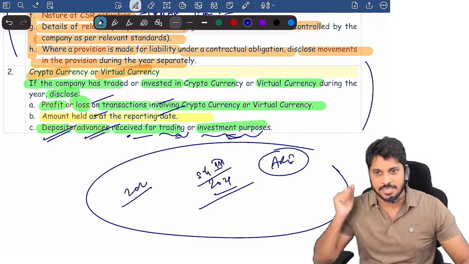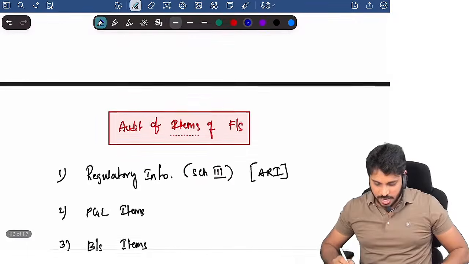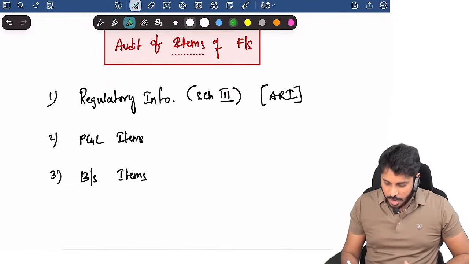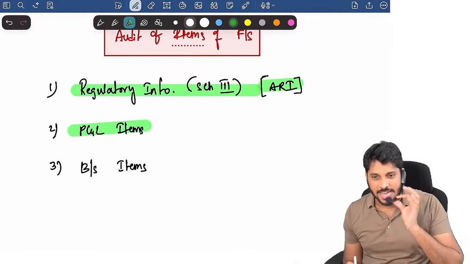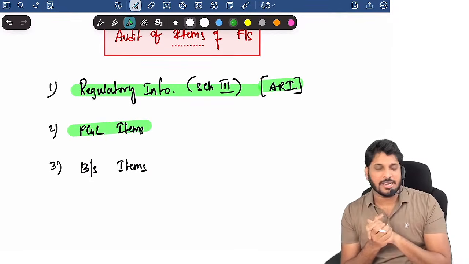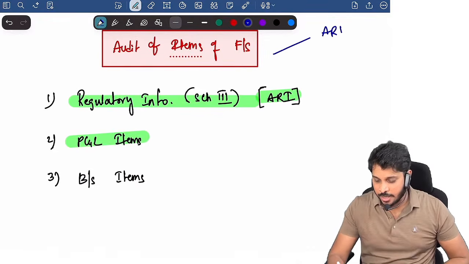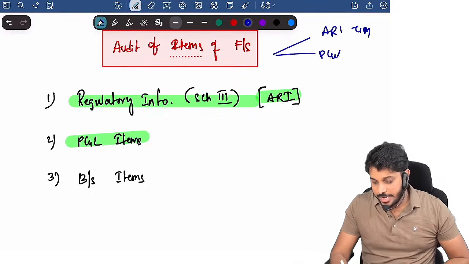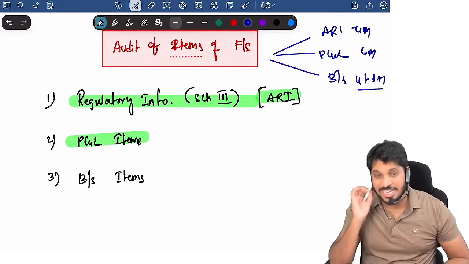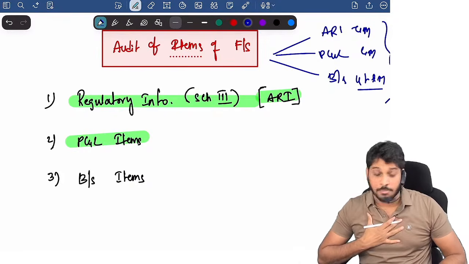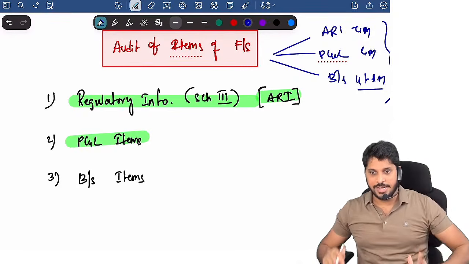That's it, guys. With this, ARI, additional regulatory information, is completed. Now let's move to the P&L items audit. Once we complete P&L items audit, remember in items of financial statements, the weightage is like this: ARI, a 4 marks question will come. P&L items, a 4 marks question will come. Balance sheet items, a 4 to 8 marks question can come. This is how questions generally come in items of financials, based on the past 10 years analysis I'm doing here. Getting it?